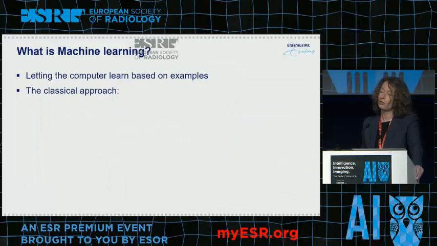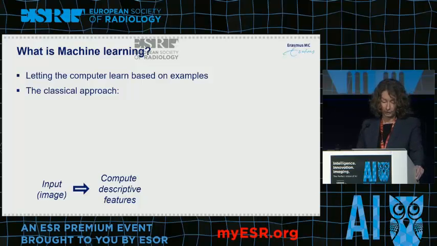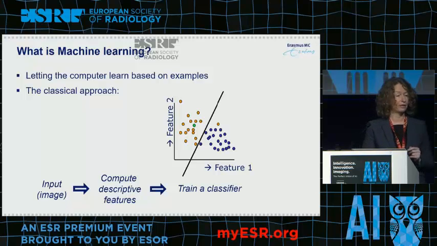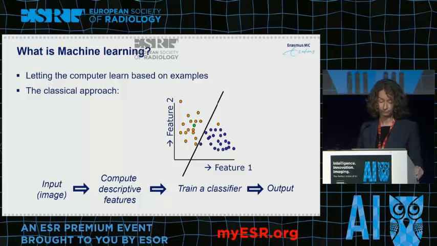Now, if we teach a machine to learn to recognize the difference between these different pictures, the classical approach would go actually quite similar to what you are doing. We have an input image, we compute descriptive features, we set them out in a high-dimensional feature space and then train a so-called classifier, a machine learning system, typically based on statistics, to find the best boundary that separates the two classes that you have based on their features. And that gives you an output.